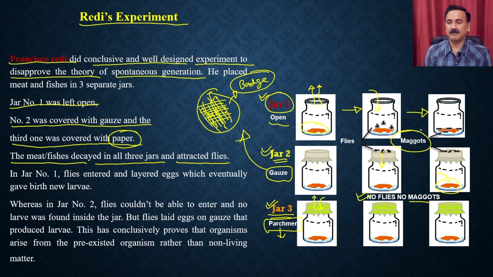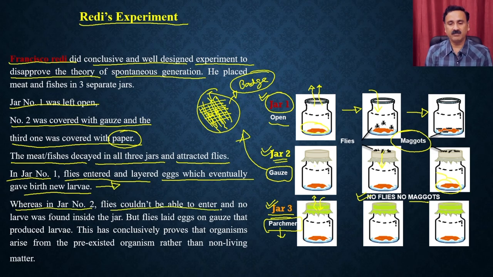It is actually the pre-existing molecules or pre-existing organisms which are giving rise to the new organisms. Whereas you see in jar 3, when it is closed completely, it is not giving rise to any fly. So, in jar 1, the flies enter and lay eggs which eventually give rise to the new larva. So, that is the theory of abiogenesis, right? Whereas in jar 2, the flies could not enter and no larva was found inside the jar.